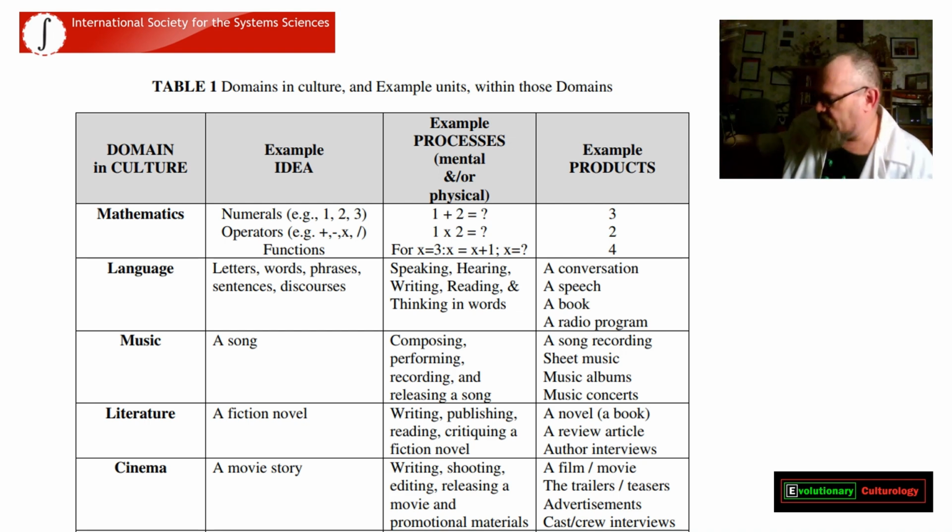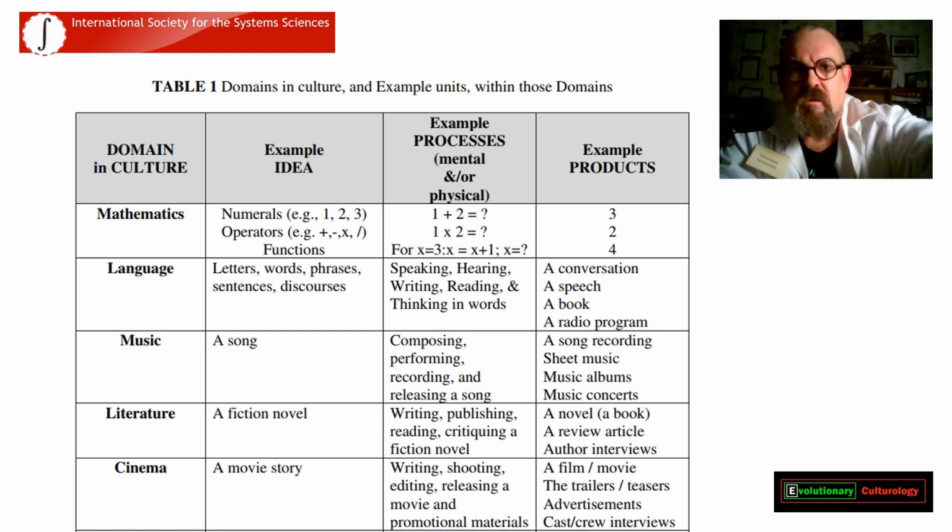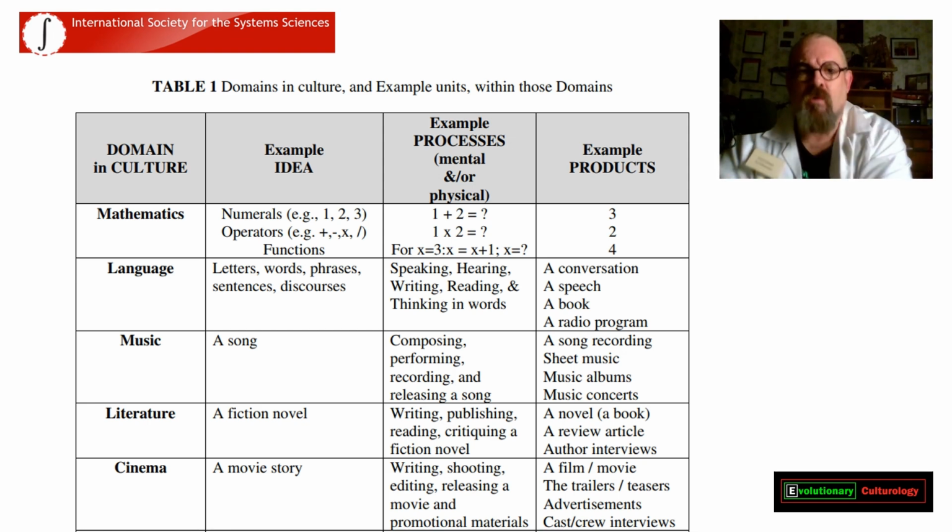It just keeps going around and around, that one. It's a good song in a pub when you're all drunk. Anyway, there's some ideas, processes, and products in the domain of music, a subset of music, subdomain called song.